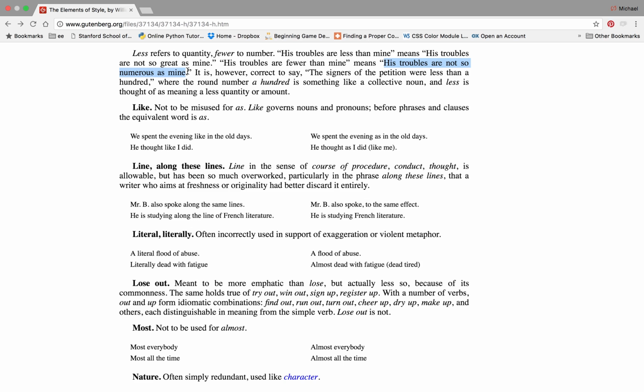"It is, however, correct to say, 'The signers of the petition were less than 100.'" And again, looking at these commas, this is what I love about these classic texts: their writing is right on. It is, comma, however, comma, correct to say, comma, quote, "The signers of the petition were less than 100." That's what I love about good writing, about classic books.